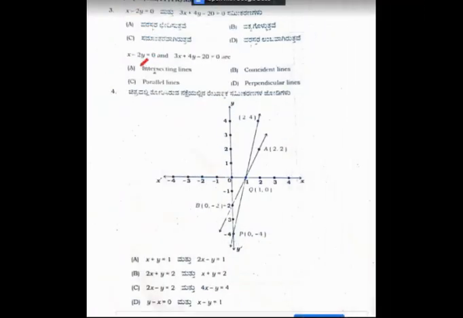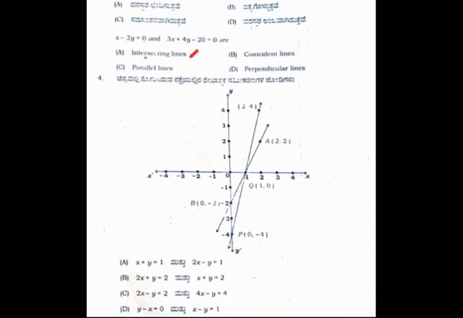Third question, x minus 2y is equal to 0 and 3x plus 4y minus 20 is equal to 0. The four types of lines are intersecting, coincident, parallel and perpendicular. Clearly they are intersecting lines because a1 by a2 is not equal to b1 by b2. This condition is for intersecting lines, so the correct option for this third question is A.